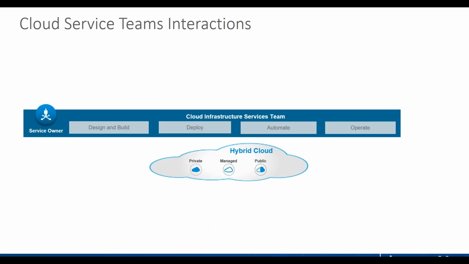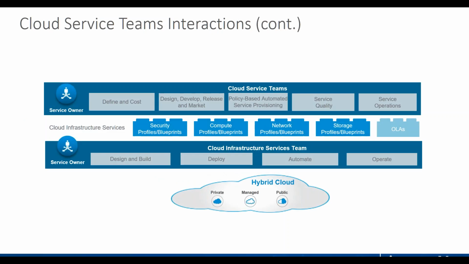Now, how the cloud service teams interact then is another consideration. So if I've got a service owner who's responsible for designing, building, deploying, automating, operating the cloud, whether that's public, private, on-prem, hybrid, et cetera, we now need to bring in a service owner that's going to look at defining and costing those services back to the business. Obviously, that by itself has its own set of goals and challenges around costing and building that model. And so really you need that function either on your infrastructure services team or in your cloud service teams themselves.